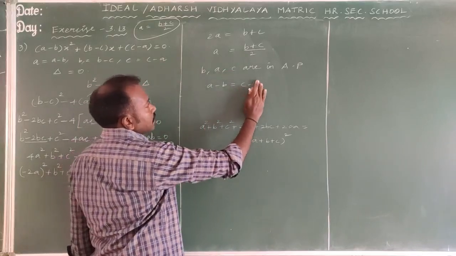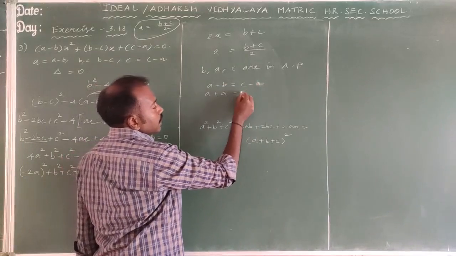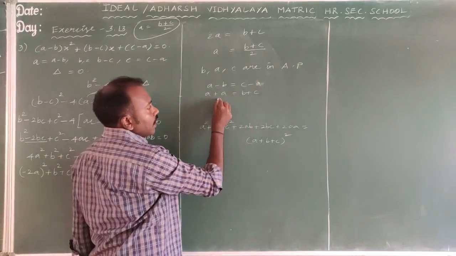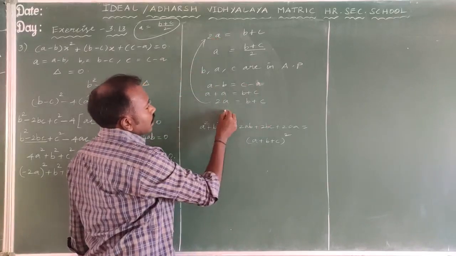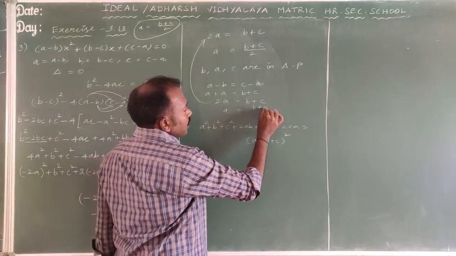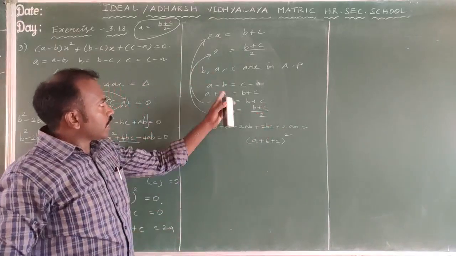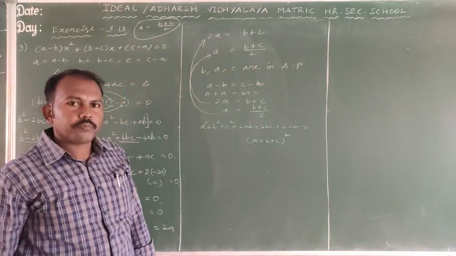Once again I solve: a minus b is equal to c minus b. Sorry, c minus a. Then a plus a is equal to minus b shifted to the right hand side as plus b. Then a plus a is equal to b plus c. Then 2a is equal to b plus c. This format has come. Anyway, a is equal to b plus c divided by 2. So given b, a, c are in AP. Hence it is proved. That's all.